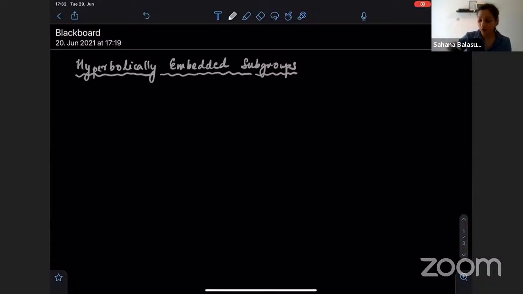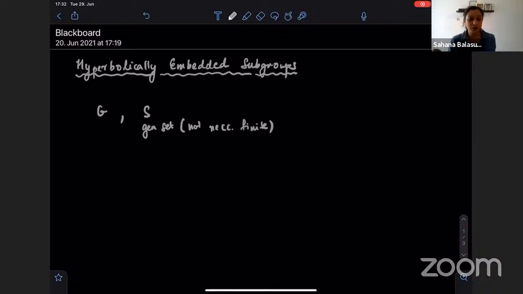Just to remind you all, if you have a group G and a set S, which is a generating set, and I do not assume that this is finite, so this could be an infinite generating set. The notion of an infinite generating set is analogous to a finite one. Every group element still has some finite representation in the elements of this generating set. Associated to this information, you can always draw the Cayley graph of your group.